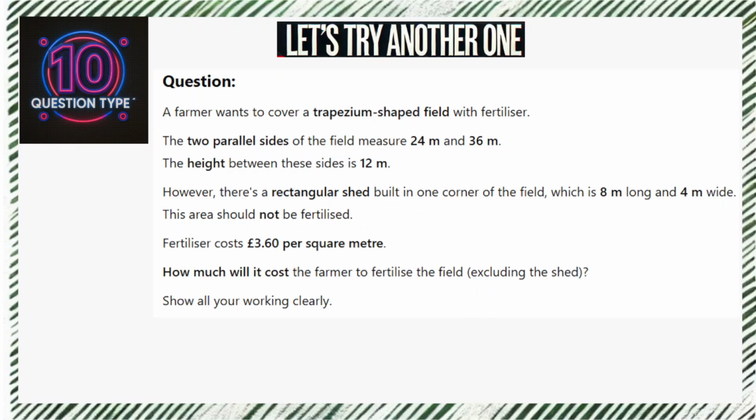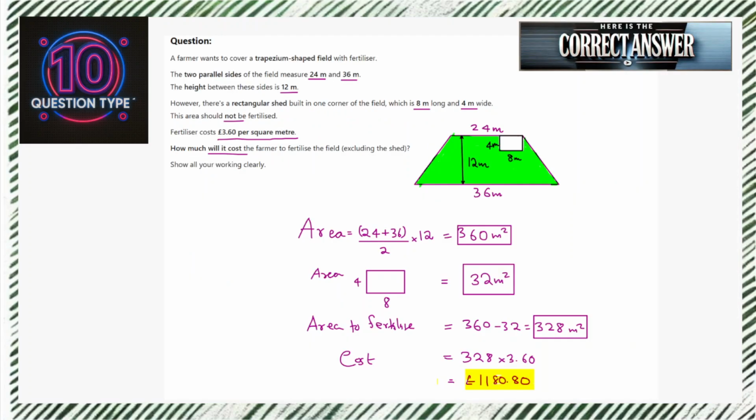Now in this question, they have not given a diagram, but they've explained all the dimensions and the scenario. So please read the question. You need to draw a diagram to make it clear for you. And when you're ready for the answer, press play. Here you can see the correct answer.